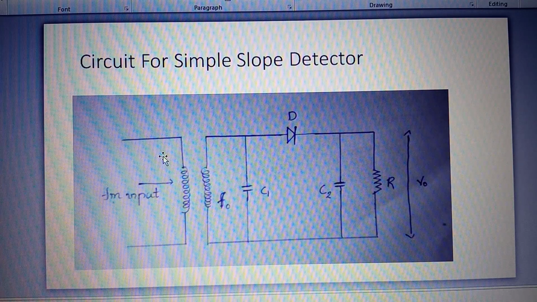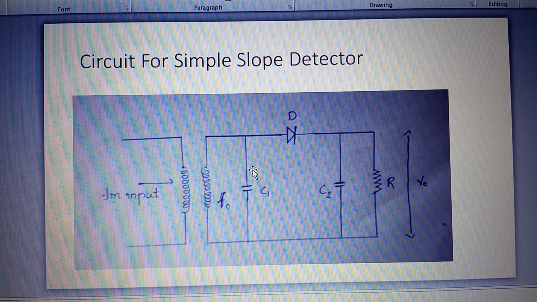The output of the frequency selective network is going to be a mixture of AM and FM. So we'll get the output as a modulating signal. By fixing F0 greater than Fc, we can tune the slope detector to receive signals on the slope of the response curve of a tuned circuit, and this is the reason why we call this circuit a slope detector.